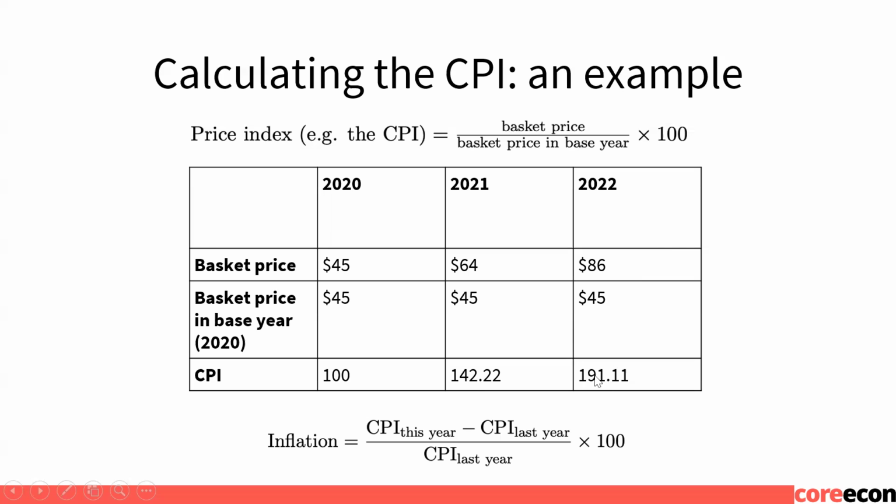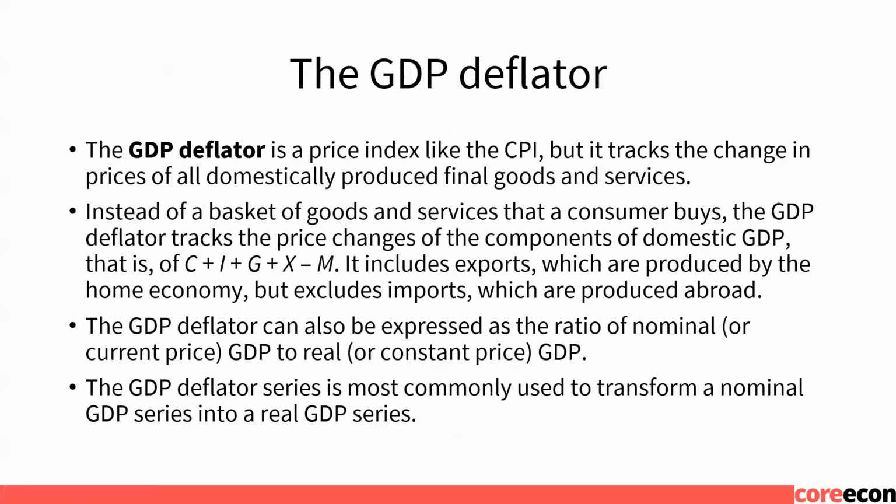So if you notice, the inflation is going to be the year you pick, so let's say 2022, minus last year, 2021, divided by last year again, times 100. And you can easily see with CPI that the prices from 2020 to 2022 almost doubled, right? So you have 100 here, 190 here. So you will see a very large inflation in this particular example.